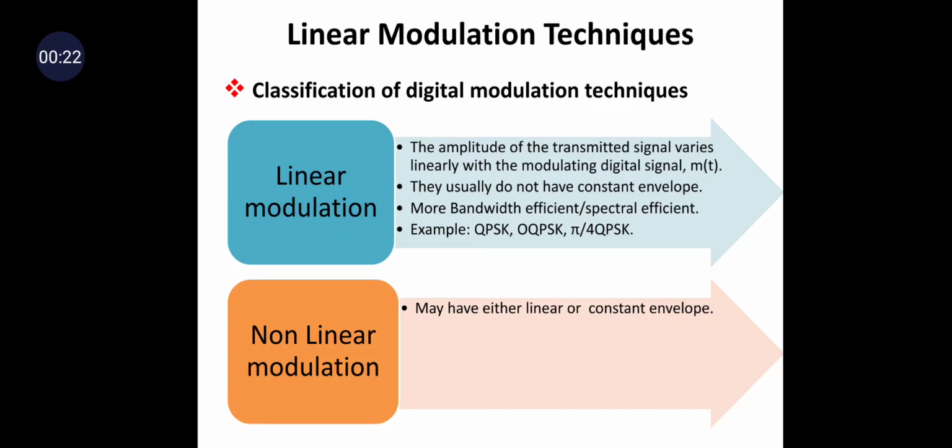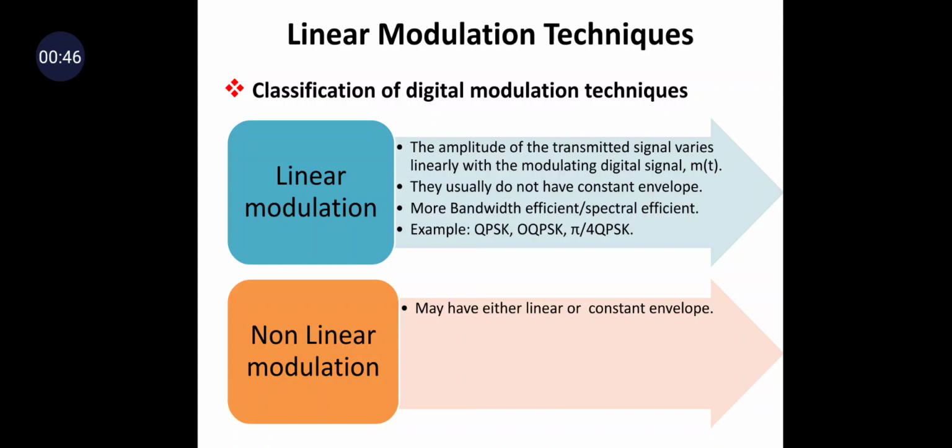Digital modulation is classified into two types: one is linear modulation and the second one is non-linear modulation. In the case of linear modulation, the amplitude of the transmitted signal varies linearly with the modulating digital signal. They usually do not have a constant envelope. They are more bandwidth efficient and spectral efficient.